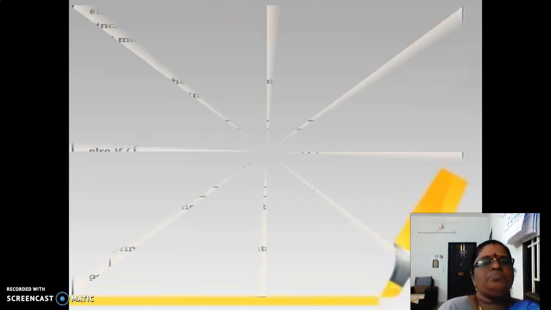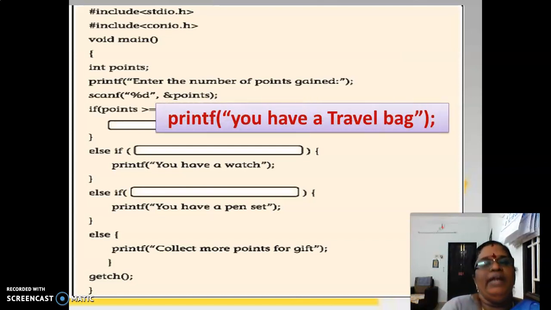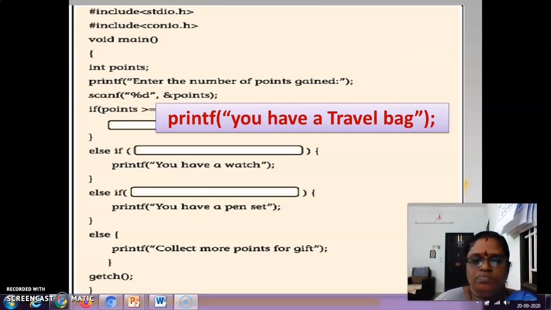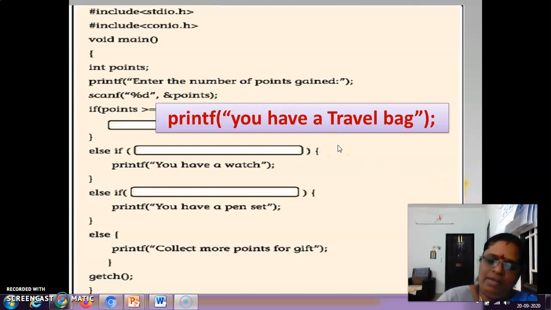Yes? The next one, we want to write the missing statements in this program. So what is the missing statement here? We discussed this program before itself, right? If the number of points gained is above 50,000, travel back. So you want to printf, you have a travel back, isn't it? Yes. So printf, you have a travel back.